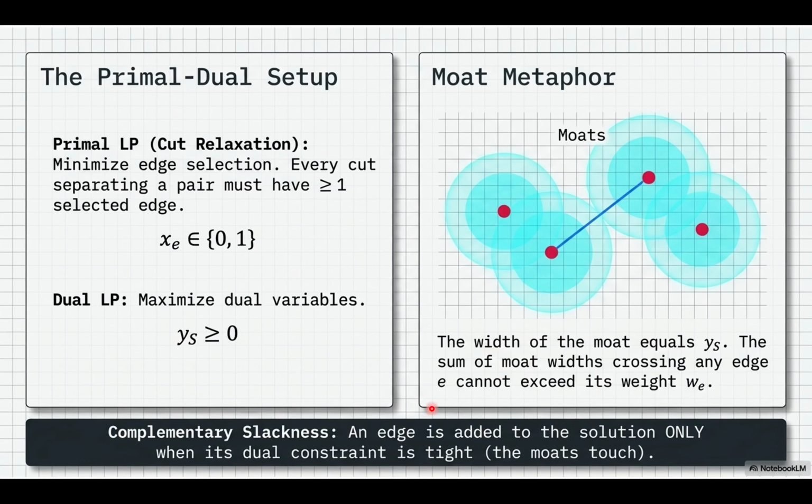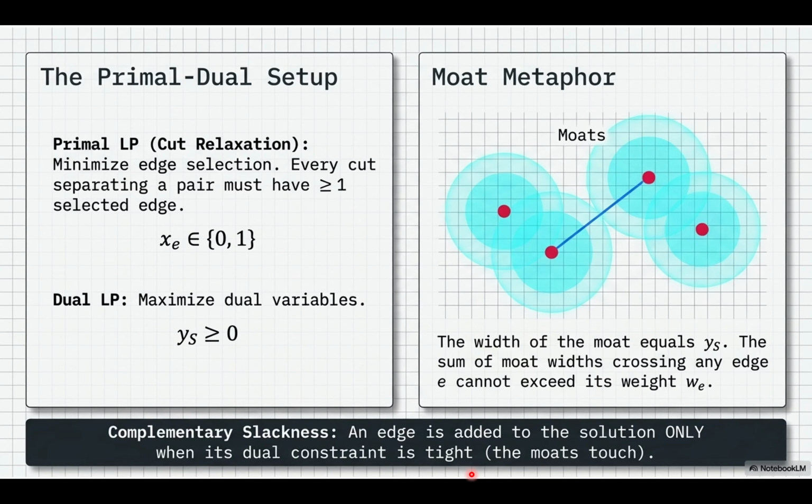Yes. What's fascinating here is the mechanism tying them together, which is a concept called complementary slackness. Okay, complementary slackness. How does that work? Think of the edges, the potential paths between the castles, as having a set capacity, almost like a progress bar. Every edge has a specific weight, a total cost. As the moats expand uniformly outward around the active components, which are the castles that haven't found their partner yet, the physical space of the moat starts overlapping these edges.